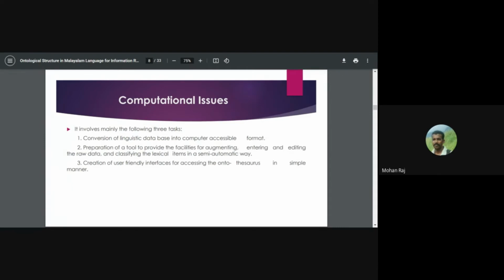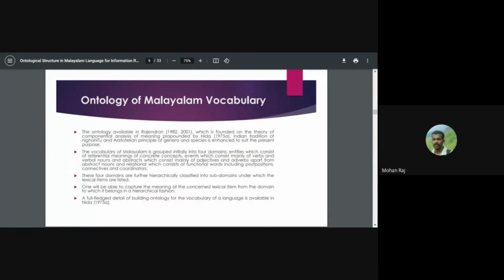Then, ontology in Malayalam, ontology of Malayalam vocabulary. The ontology available in Rajendran is founded on the theory of conceptual componential analysis of meaning propounded by Nida. The Indian tradition of Nighantu and Aristotelian principles of genera and species is enhanced to suit the present purpose.